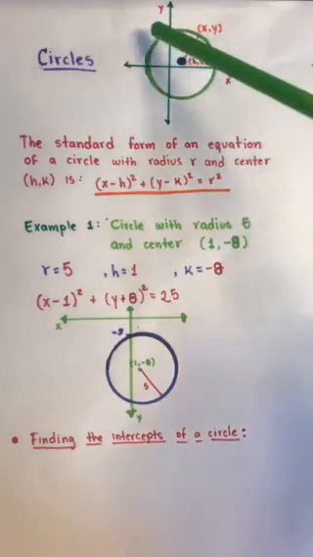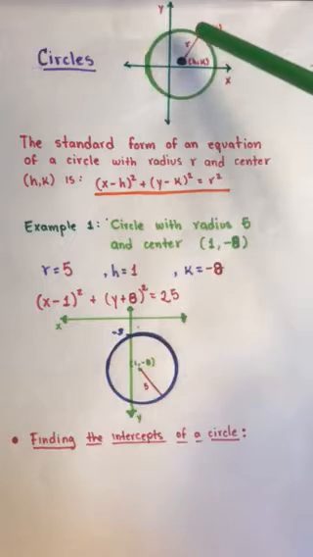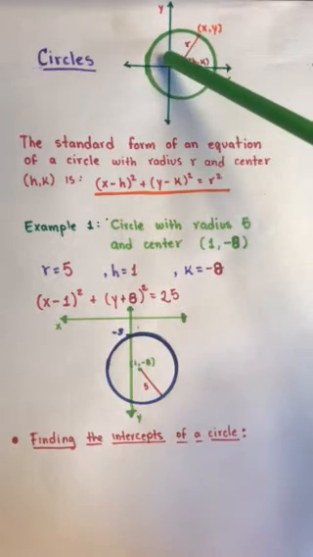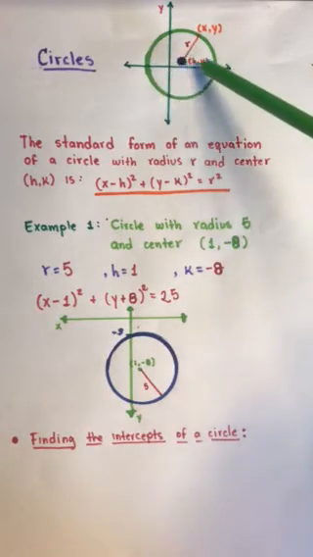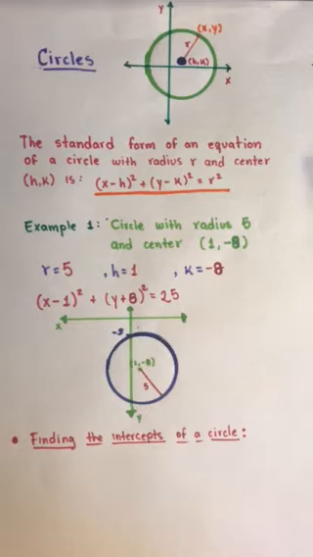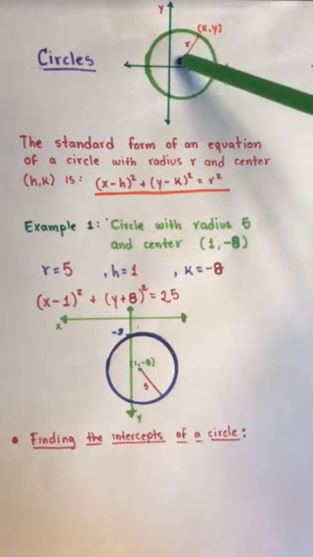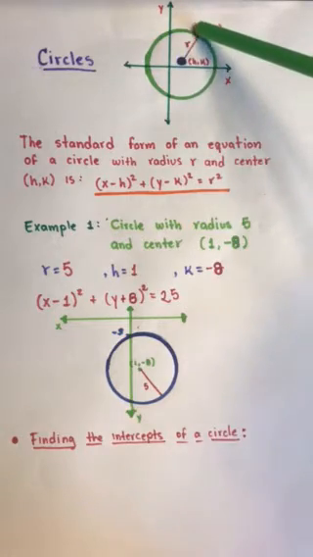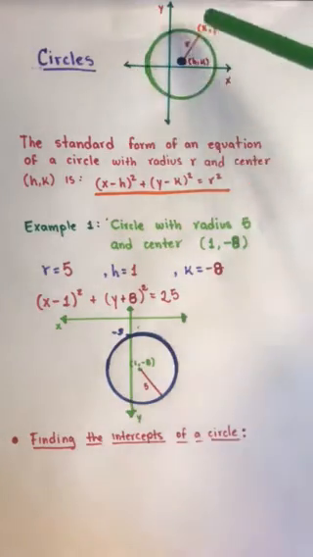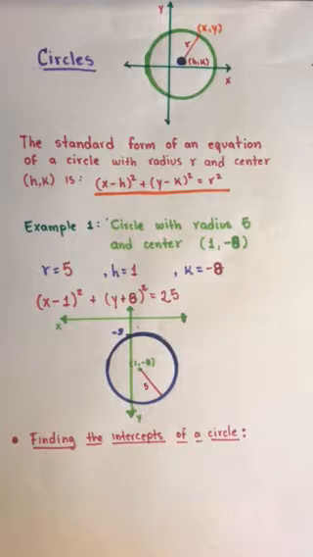For example, if we have a unique circle centered at the origin, h and k will be equal to 0. So r is going to represent the radius, that is the distance between the center and one of the points on the circle.